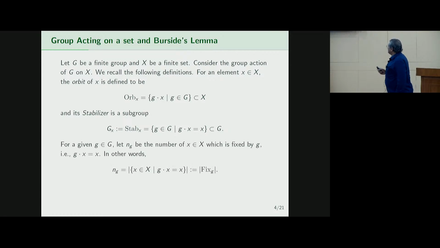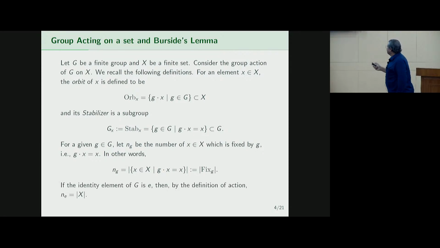Okay, one more definition. The previous stabilizer group is coming from elements: given an X, we are counting all the elements of G which fix X. Here we are just fixing a G and we are taking all the fixed points, G dot X equal to X. How many X are there? That we are collecting. We call it N_G. That is otherwise the fixed points of G.